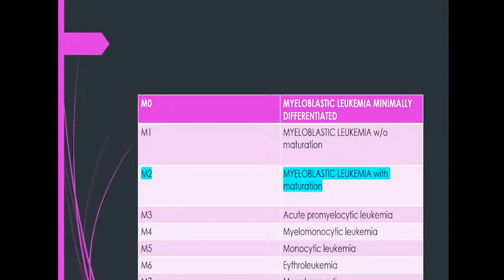Now, myeloblastic leukemia without maturation, all right? Majority of the cells are blasts. We will talk about that one later. Now, M2, myeloblastic leukemia with maturation, and majority of the cells are above the myeloblastic stage. Now, acute promyelocytic leukemia, the predominant cell is promyelocytes.